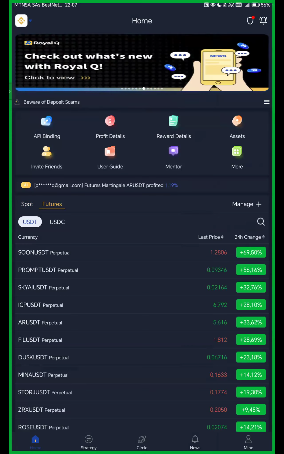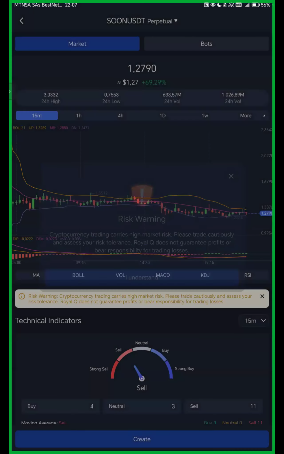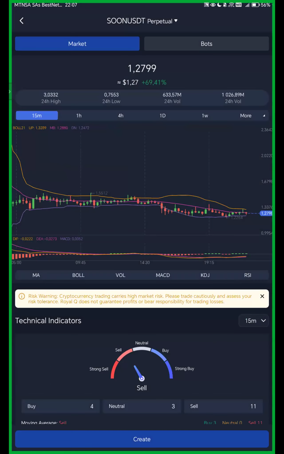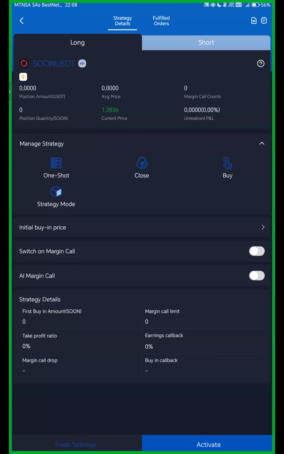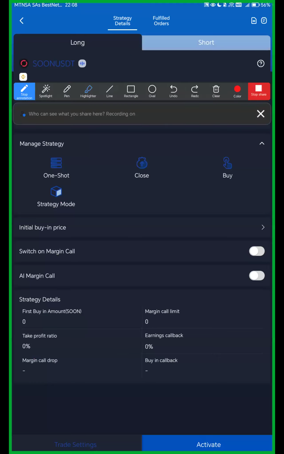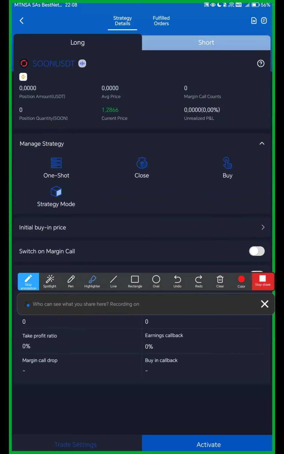So you want to trade a coin in futures, you tap on it. Whether you want to set a long or a short, here is the difference. We tap on create. Let's start with a long, which is more like a spot. So this is the long side. This is the short side.